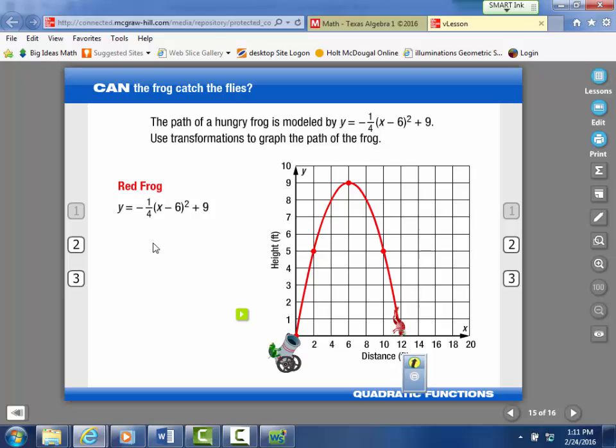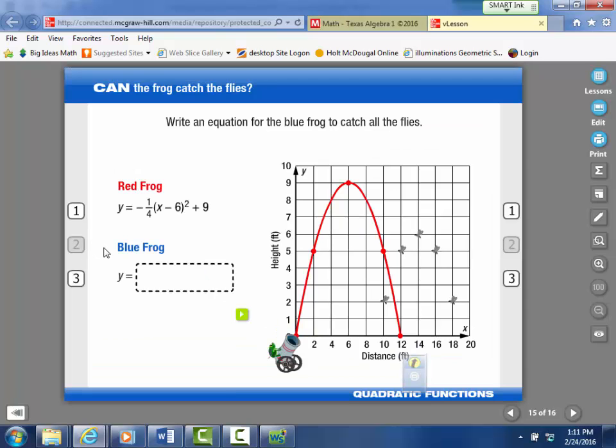Okay, and then so that's the red frog's path. Let's take a look at, we have a blue frog, so we're going to move our cannon over, right, because we want this blue frog to pick up as many of these flies as possible. Okay, so where should we move our cannon to, huh? Let's see. Ah, right there. Okay, and you can see each of my flies is now a data point.